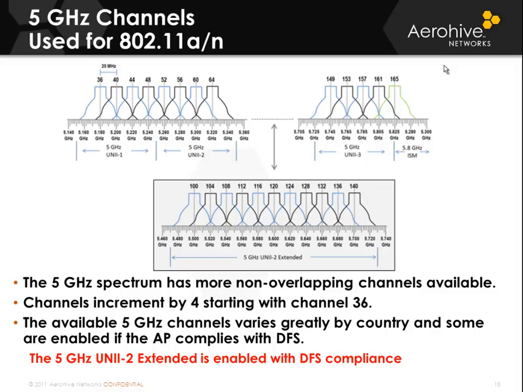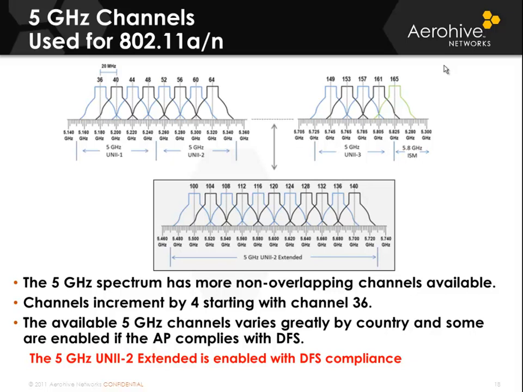The 5 gigahertz channels, as you see, start with channel 36 and go up in increments of 4. So in Uni 1 you would have 36, 40, 44, and 48, and then into Uni 2 you would have 52, 56, 60, and 64, and when we go up to Uni 3 you're going to see 149, 153, 157, and 161. And if you go into the 5 gigahertz ISM band, there is an ISM channel there, but that channel is not really used by 802.11 devices.